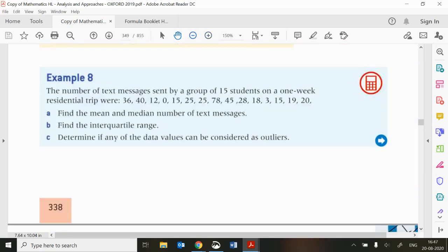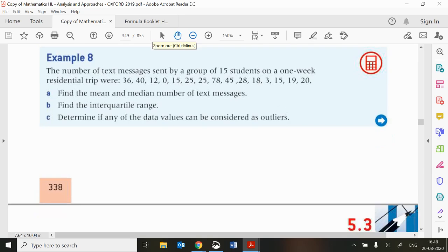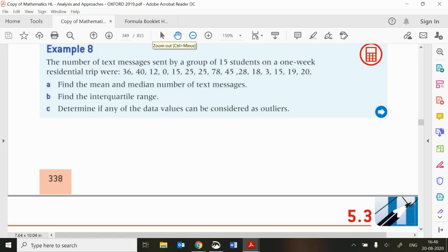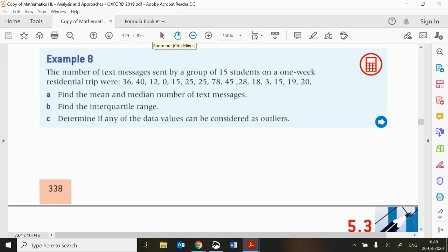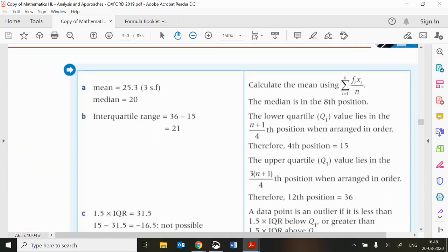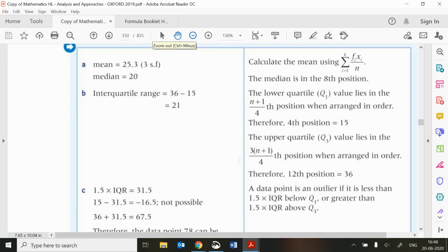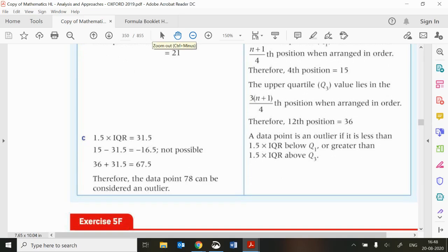Oh, and then there's another bit here saying the number of text messages given by 15 students in 1 week. Find the mean and the median number of text messages. Find the interquartile range. Determine if any of the values can be considered as outliers. Well, again, I'm not going to talk about that too much. I've talked about that already. If we've got the upper and lower quartile, we can easily do 1.5 times the interquartile range and add that onto the upper quartile, and take it off the lower quartile, and see if we're outside of that range. We've talked about that. I'm not going to do this one now, but you can see it's there.